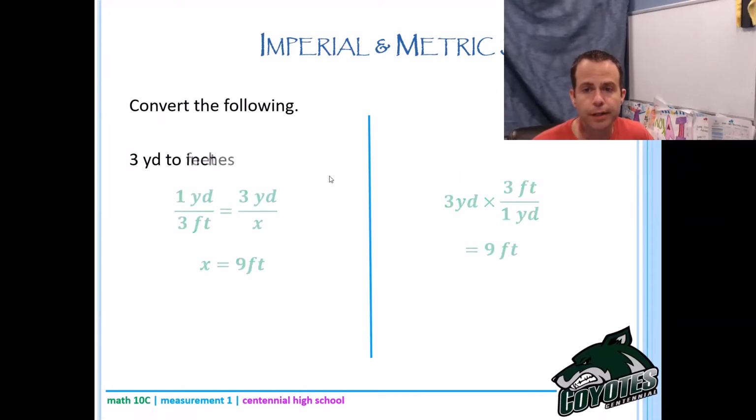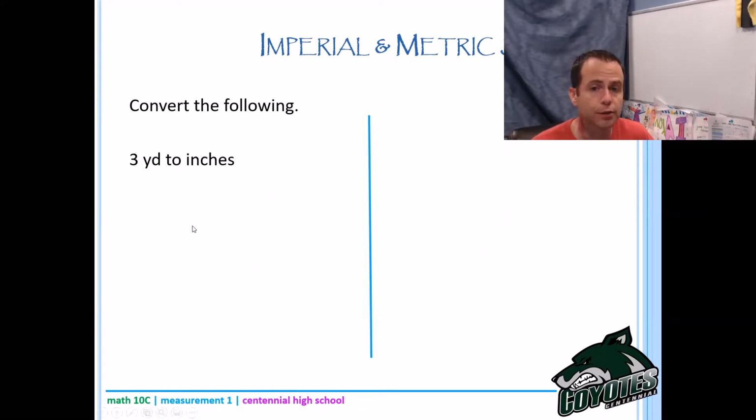All right, let's try another one. Let's go to 3 yards to inches. So again, I need some sort of a conversion factor. I know that there's 36 inches in a yard, okay? If you weren't absolutely sure of that and you couldn't find it anywhere, you could convert to feet and then go from feet to inches. That would be fine, okay?